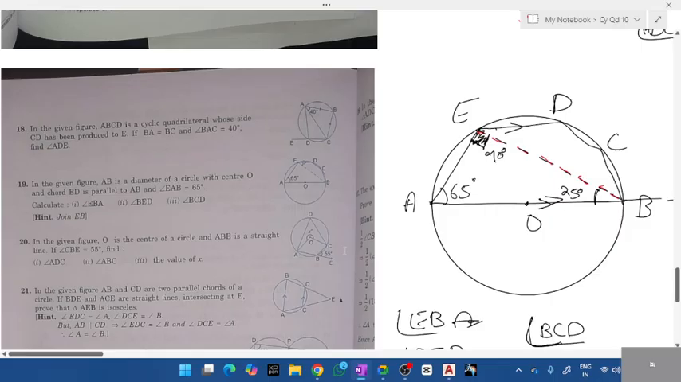Correct. If that is 55 degrees, what is angle AOC? Angle formed at the center, 55 into 2 is 110. Right? 110. Then what will be angle X, students? X is the reflex angle, 360 minus 110. Try that question for homework, the 20th one.